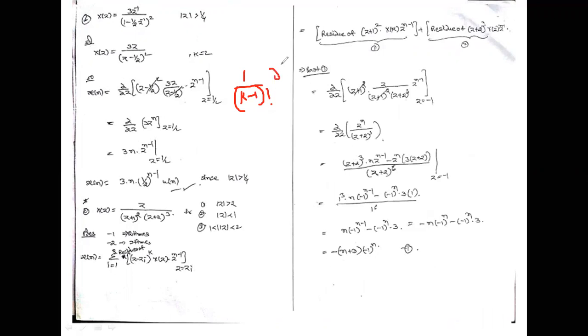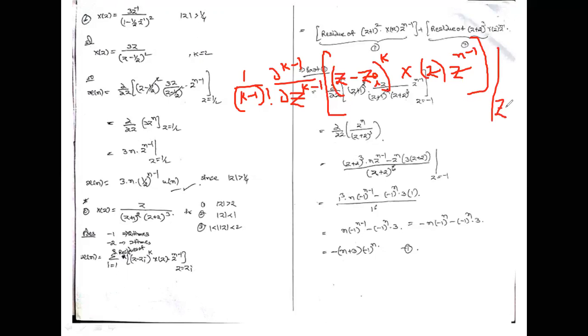And dou power k minus 1 by dou z power k minus 1. What is k here? 2 minus 1, the first derivative, whole multiplied with z minus zi whole power k, where zi is 1 by 2, into x of z into z power n minus 1, evaluated at z equal to zi. This is the formula we have for the residue method.